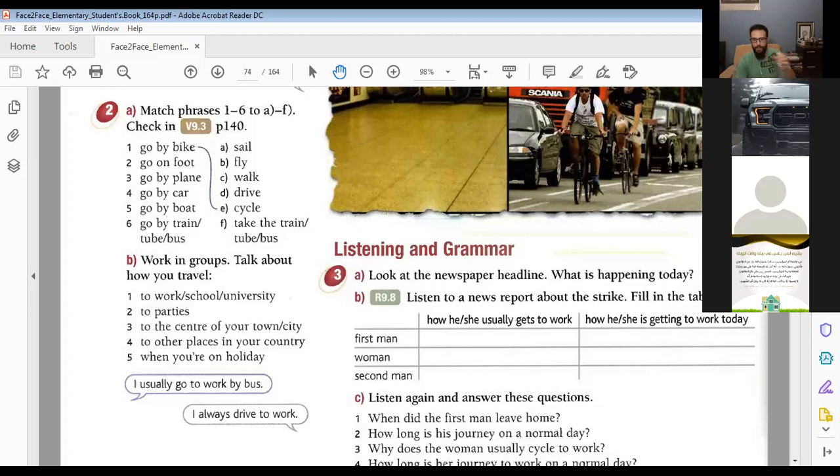I don't understand the question. Okay, the question here asks how do you move, or what transport, how do you travel when you're on holiday, or when you go to work, or to a party, or to the city center. So here you have different scenarios or situations in part B. Can you see part B in the book? To work, to school, university, to parties. Can you see this?